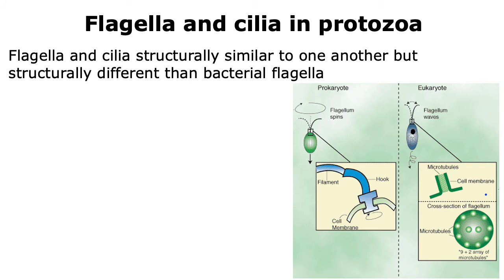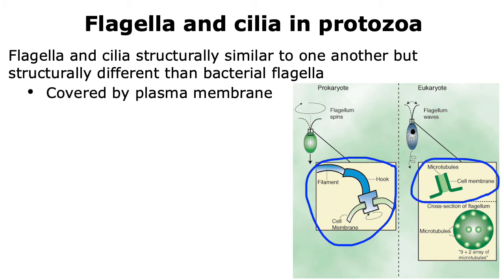Eukaryotic flagella and cilia are structurally similar to one another. However, they are structurally different than the prokaryotic, especially bacterial flagella. Now, when we look at the bacterial flagella, it's made up of three parts, which are the filament, the hook, and the basal body. The basal body is anchored to the cell membrane. However, the cell membrane does not cover the basal body or the other parts of the flagella. In the case of eukaryotic flagella and cilia, they are covered in their entirety by the plasma membrane.